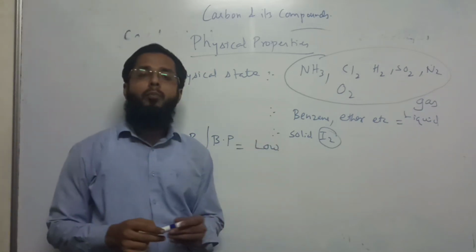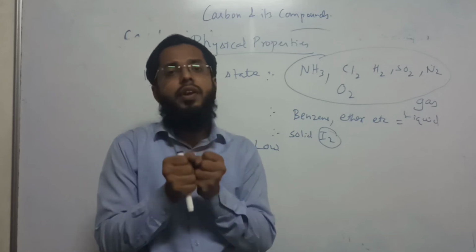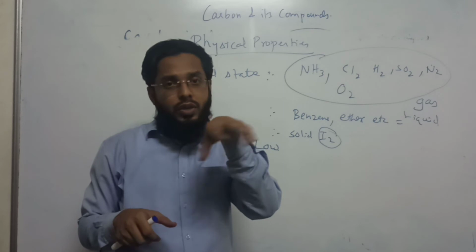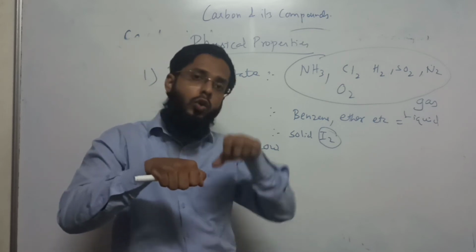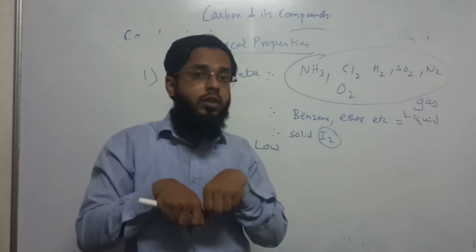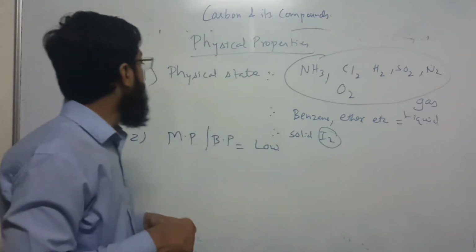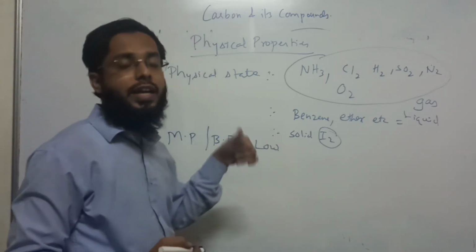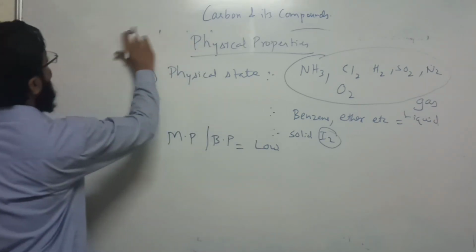Why? Melting point and boiling point depend on the intermolecular force, and the intermolecular force of attraction in covalent compounds is weak. The bonds which are formed are comparatively strong, but the intermolecular force, the interaction between one methane molecule and another methane molecule, is weak. That's why their melting point and boiling point are low. In the case of ionic compounds, it is high. We are talking about covalent compounds.